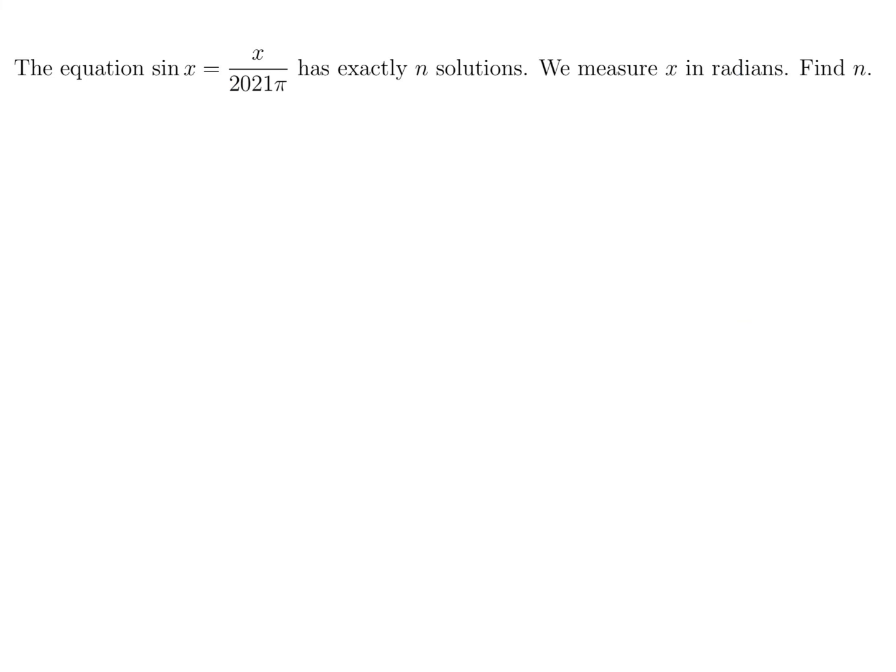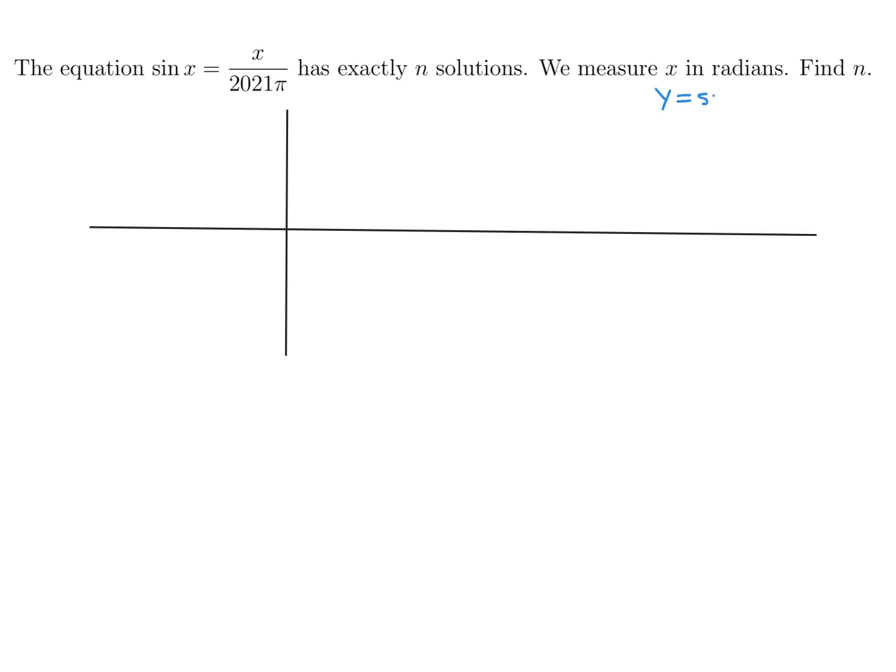The equation sine of x is equal to x over 2021 pi has exactly n solutions. We measure x in radians, find n. Okay, let's draw a diagram. And let's just make a sketch of first y is equal to sine x, right? We all know that one. This one, y is equal to sine x. And in a very basic way, we know this one.